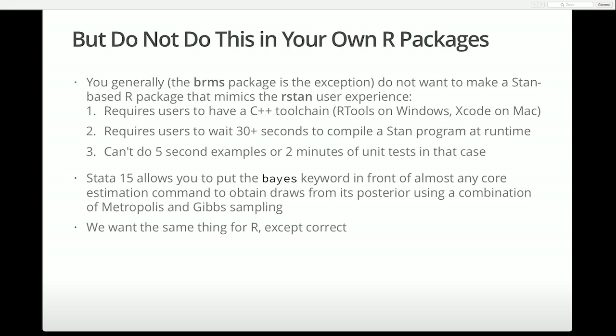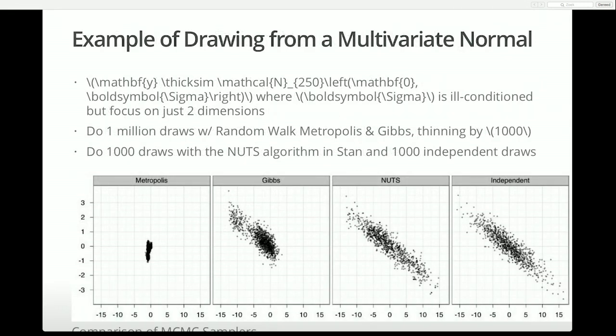And there's ways around that. You may have heard Stata 15 came out recently, and you can put the Bayes keyword in front of like any Stata command and it will do Bayesian estimation, so to speak, using Metropolis and Gibbs sampling. And the long-term goal for RStan is to make the same facility available for R, but to do it correctly. And to see where things can go wrong, imagine, again, with the LaTeX, that you're trying to draw from a 250-dimensional multivariate normal that's pretty highly correlated.